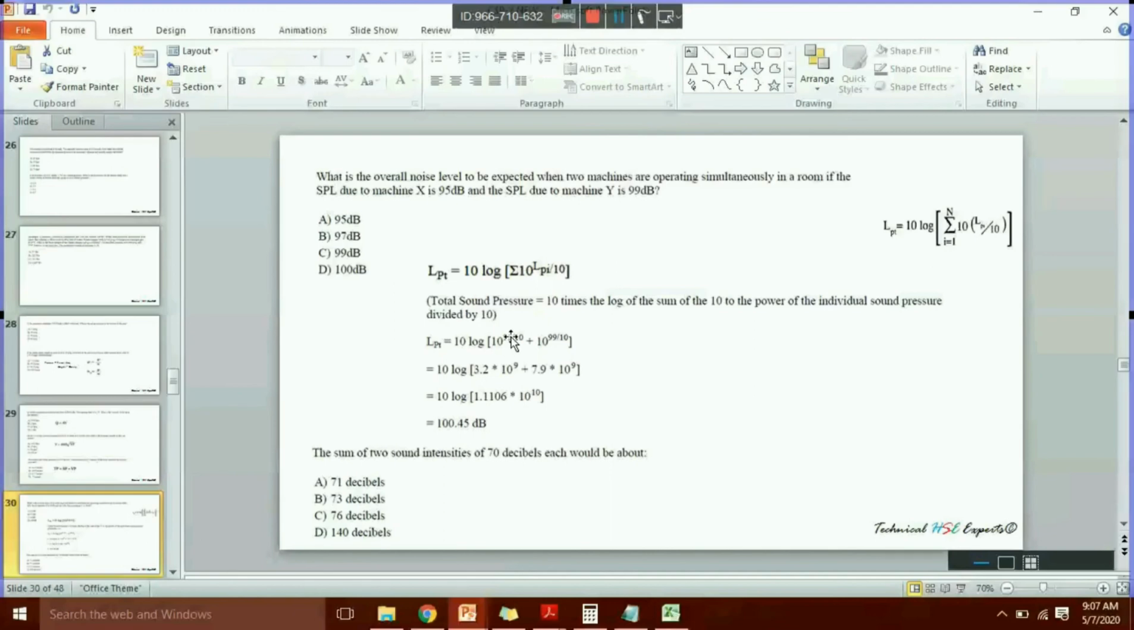So 10 to the power 95 by 10, the first value they have presented, plus 10 to the power 99 by 10. This is how you need to use these factors based on the formula or based on the question. Extract the values of noise from the question and substitute in the formula. Then do the math in a calculator to receive the answer.